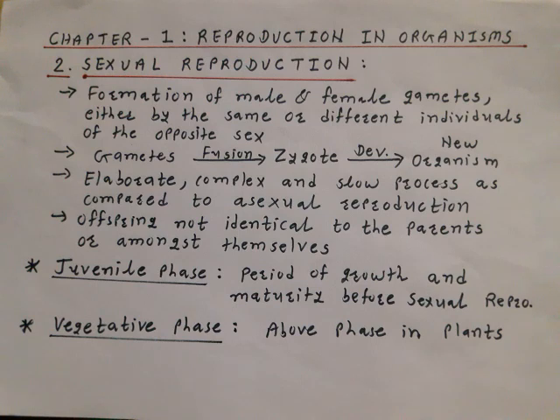During sexual reproduction, formation of male and female gametes takes place, either by the same or different individuals of the opposite sex. Here, gametes fuse, form a zygote, and the zygote develops into a new organism. This process is comparatively more complex than asexual reproduction. Here, offspring are not identical to their parents or among themselves.